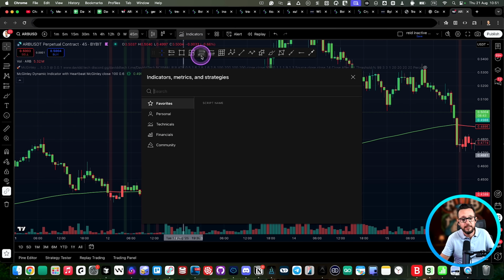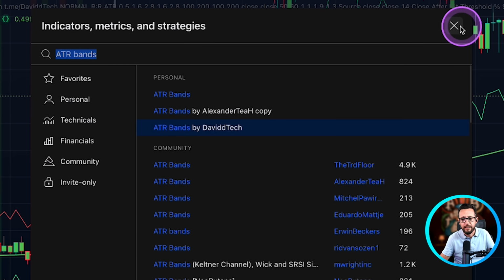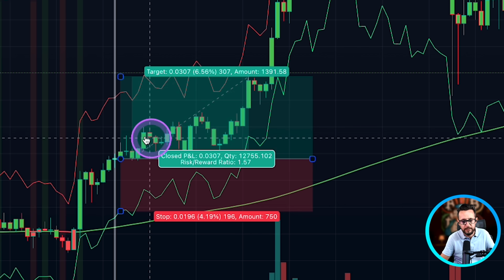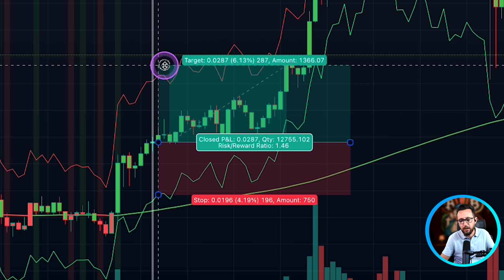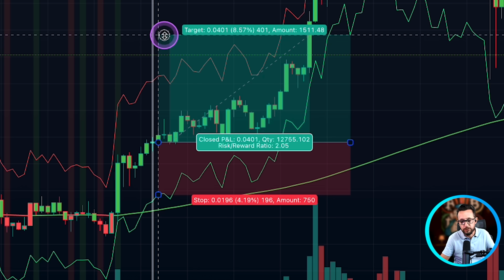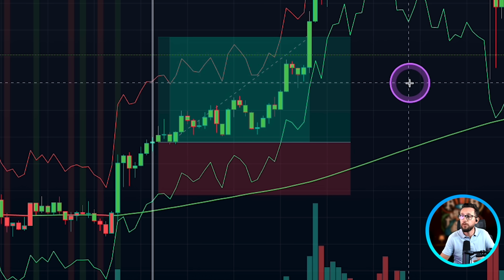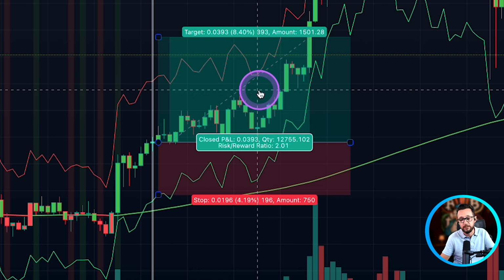Right, so we're going to be using the ATR bands. We're going to go over here. We're going to use ATR bands by DaviddTech. We're going to set our ATR bands to 3, just like that. Then we're going to set our take profits either to 1 to 1.1, or we can go all the way up to 1 to 2. Depends on yourself as a trader. I have backtested all of these setups, and it seems like 1 to 1.1 or 1 to 2 are the best setups. Okay, so that is all of the indicators on the chart.